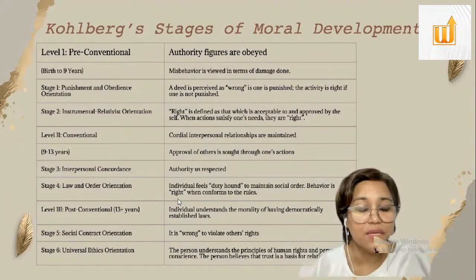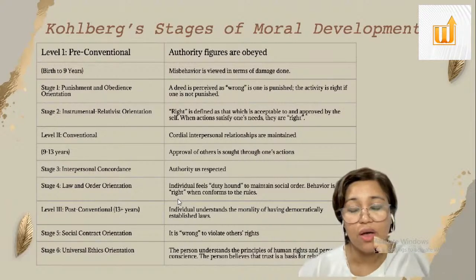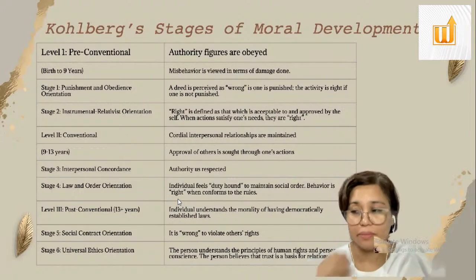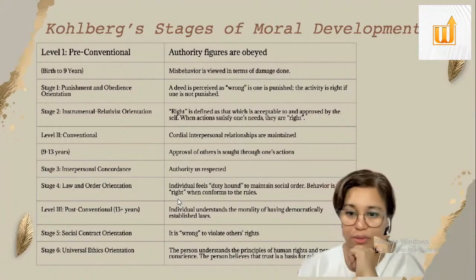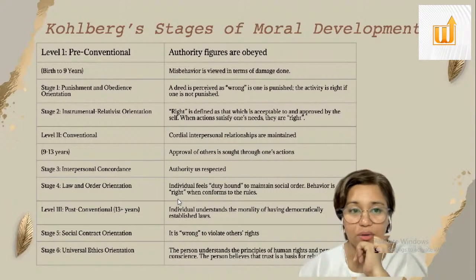In stage two, we see the instrumentalist versus relativist orientation, the definition of being right and wrong, where it is approved by the context where he is. So it will be satisfied when someone actually, anong tawag natin dito, reinforces the behavior. And then we see at level two, the conventional stage from 9 to 13 years, characterized by two stages, stage 3 and 4.